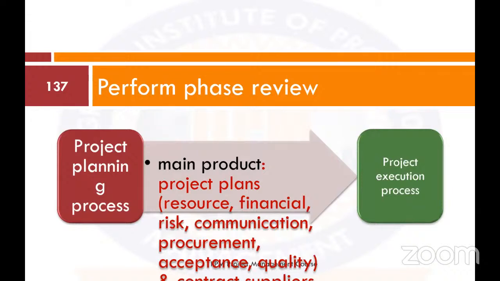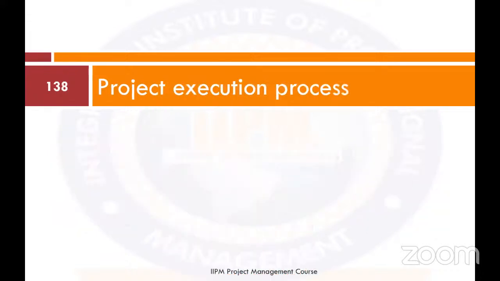Now, after you might have done all these things, you need to perform what we call a phase review. Performing a phase review will help you know whether the things that were planned were actually done, and it is what will give you the authorization to move to the next phase of the project. So after each of these processes, you conduct a phase review.